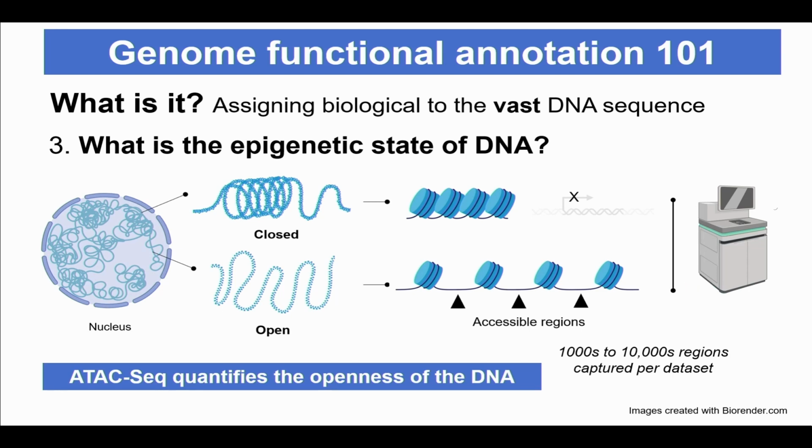We use this method called ATAC-seq. Without defining what that means, it quantifies how open the DNA is and how much activity is coming from different parts of the genome. And again, we generate vast amounts of information in each data set that we produce about genome activity.